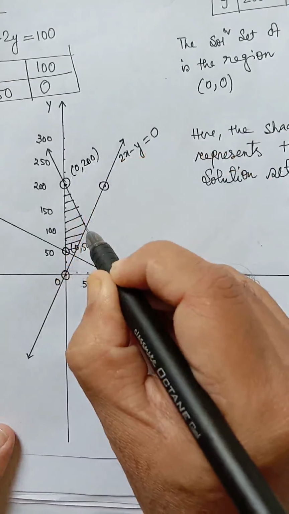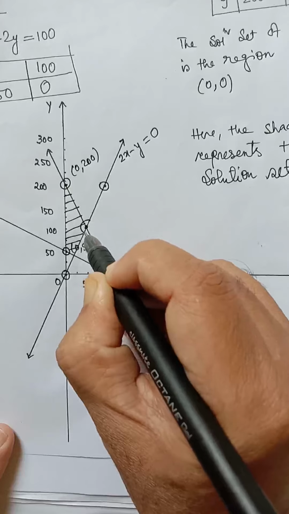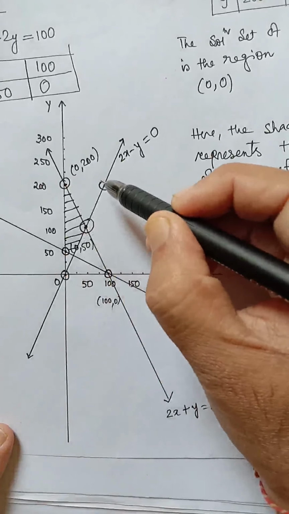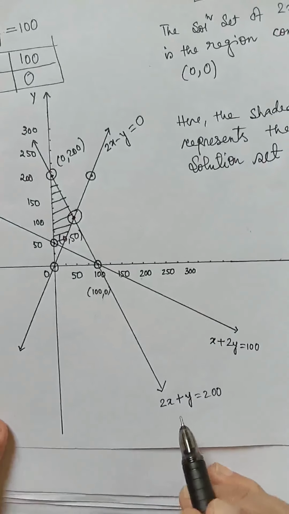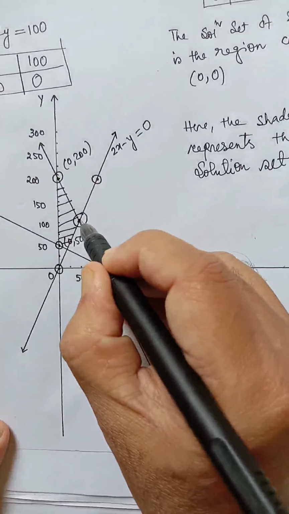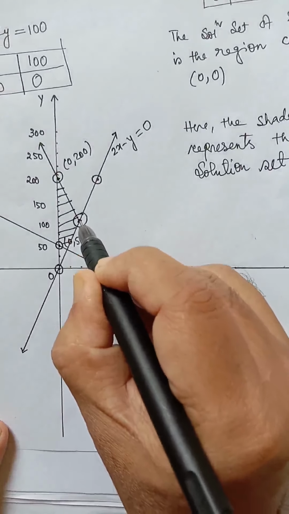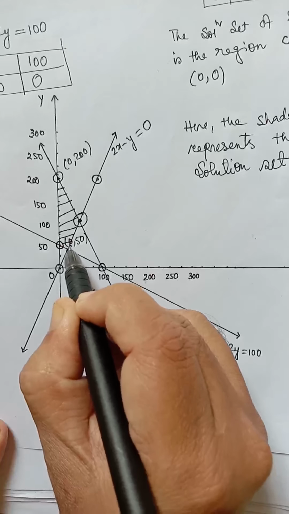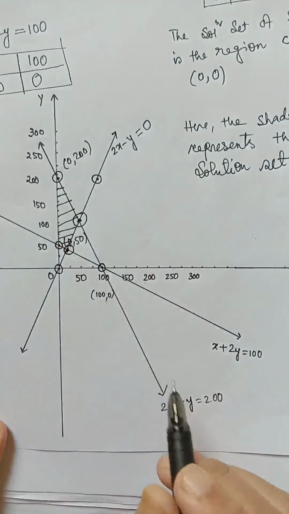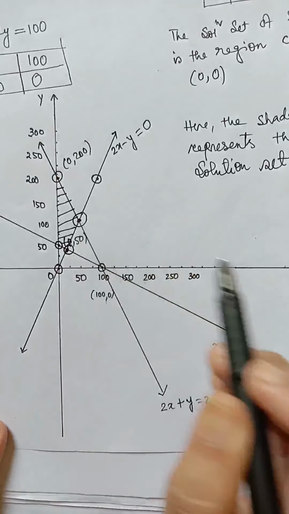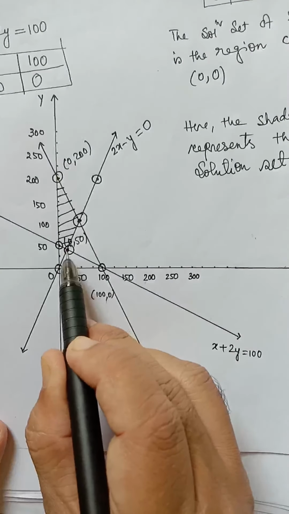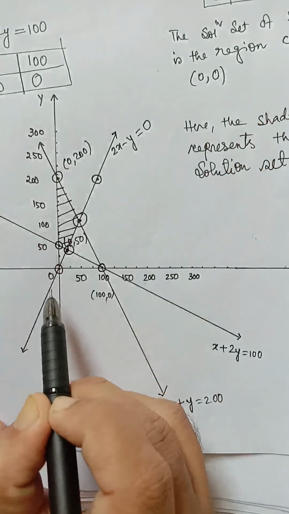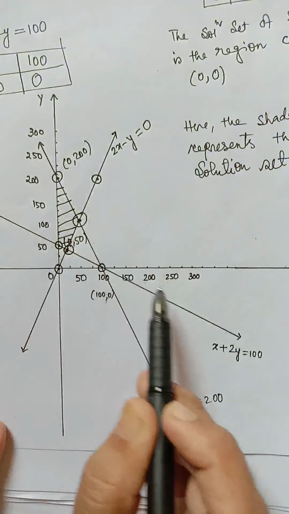What we have to find? The coordinates of this point, which is the point of intersection of these two straight lines. One line is 2x minus y, the other line is 2x plus y. We have to find the point of intersection, and with that we have to find the coordinates of this point, which is the other corner point. Okay, so one by one let us find the coordinates of this point and this point. This is the point of intersection of these two straight lines. We have to solve the equation of this line and the equation of this line.